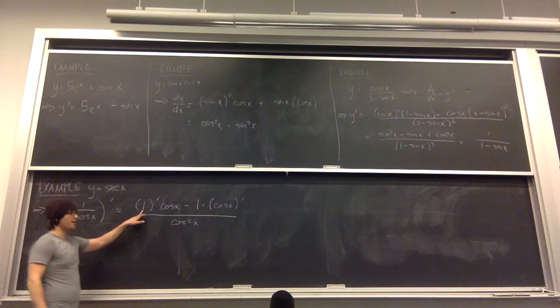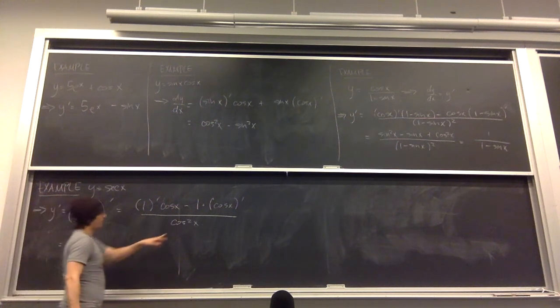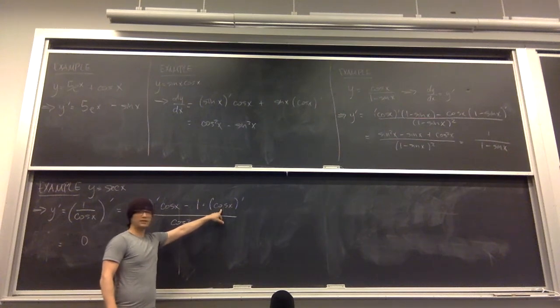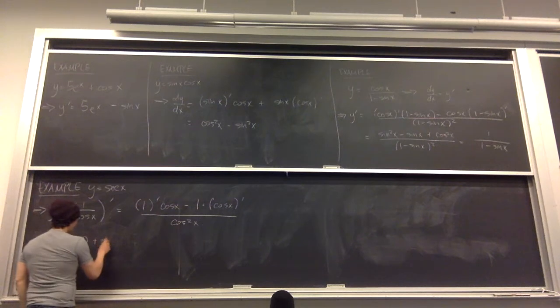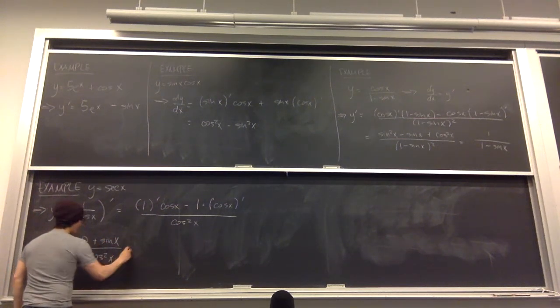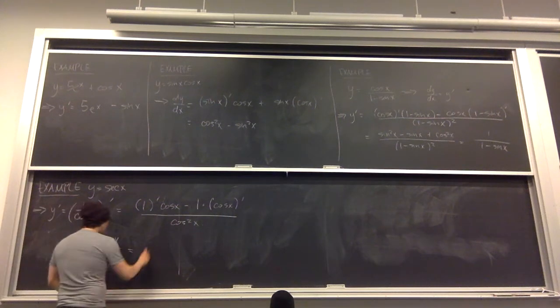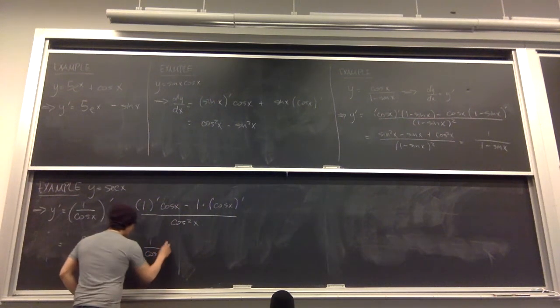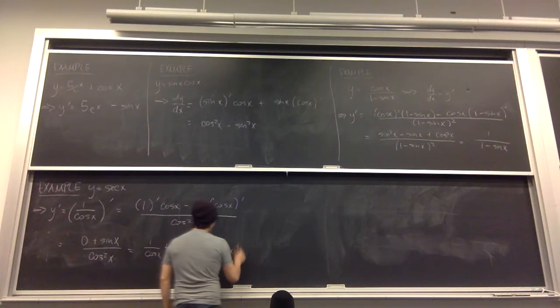So what's 1 prime? 0. So who cares about that term? It's 0. I'll just write it in. What about this guy? Minus sine. There's a minus, so that goes to plus sine of x over cos squared of x. So this is fine. Sine of x over cos squared of x is fine. Another way to write this would be 1 over cos of x times tan x. And an even other way of writing it would be secant x tan x.